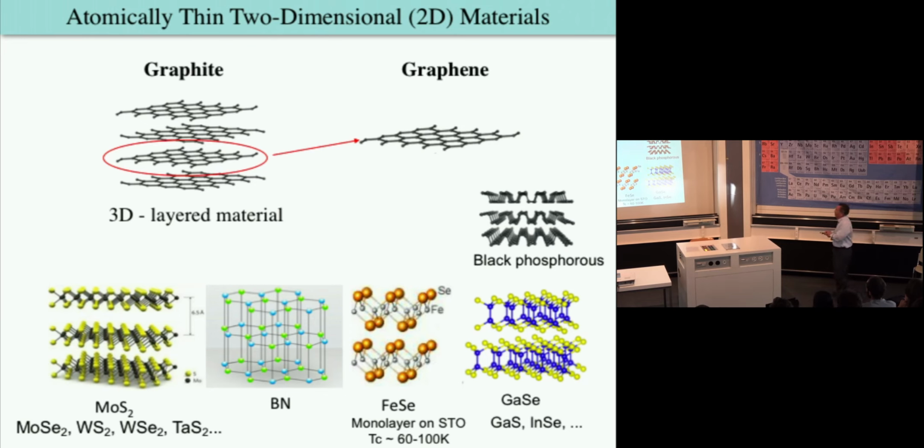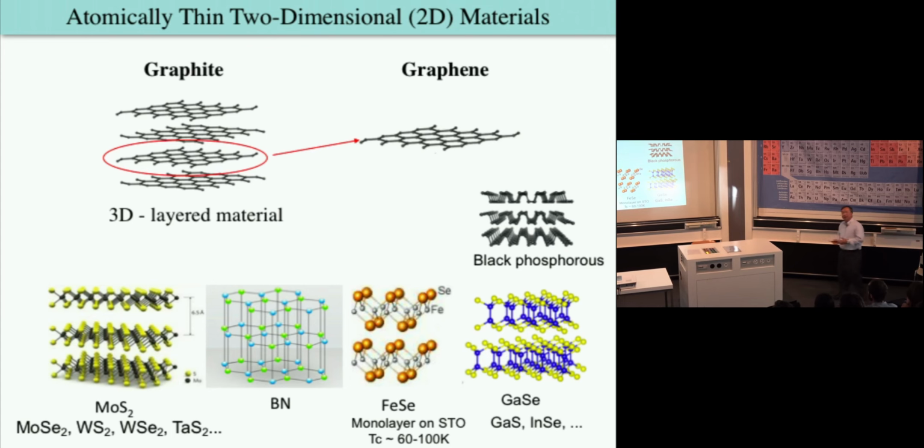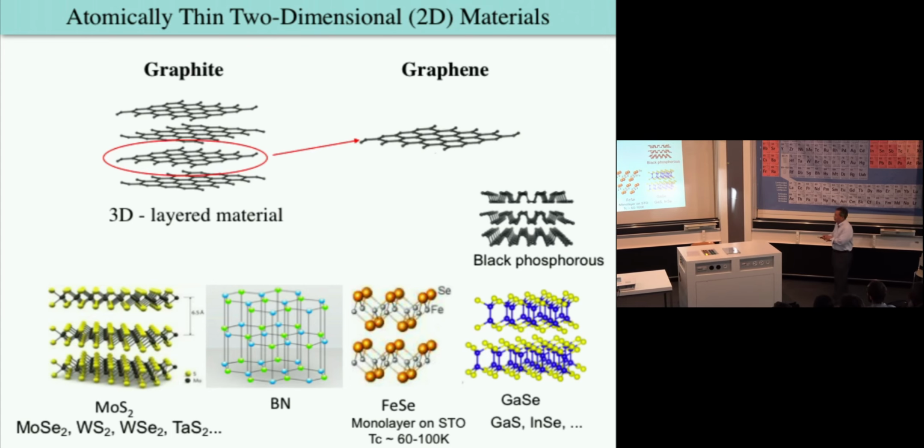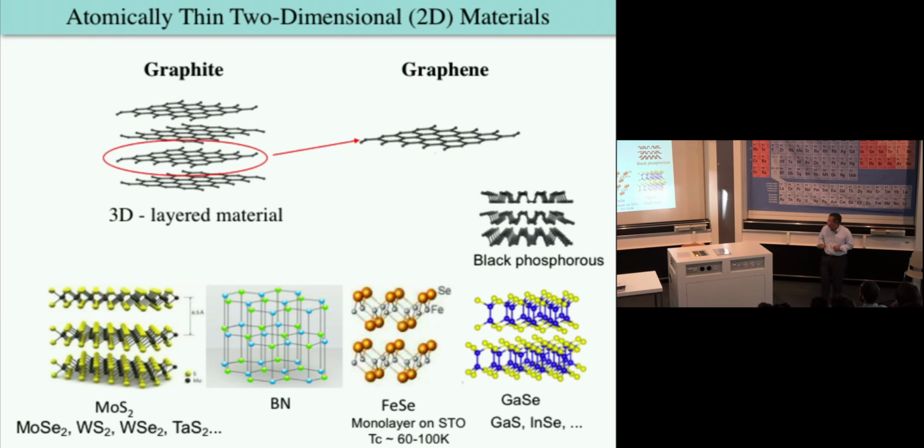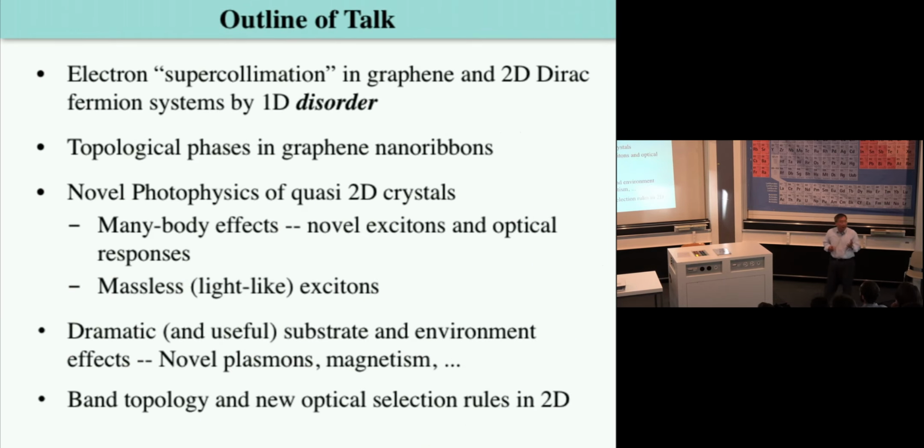Among the zoo of 2D materials, you could make them out of the transition metal dichalcogenide systems. They can be both semiconducting and metallic. You can make them out of insulators like boron nitride and so on. So in today's talk, I will be mostly focused on the graphene system, some systems related to the transition metal dichalcogenides, and then some work on black phosphorus and also some magnetic materials. So this is basically the outline of the talk.